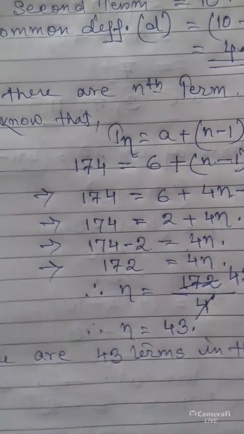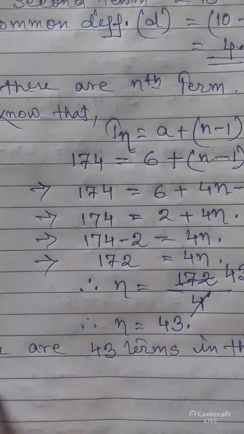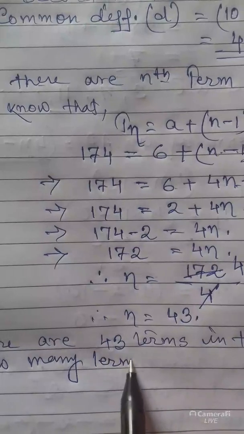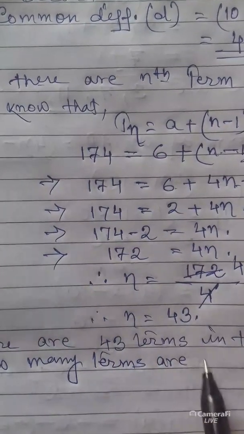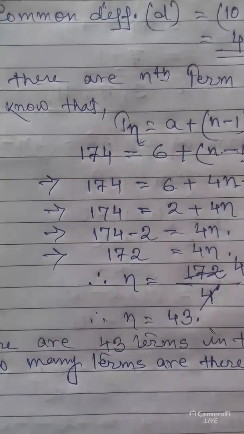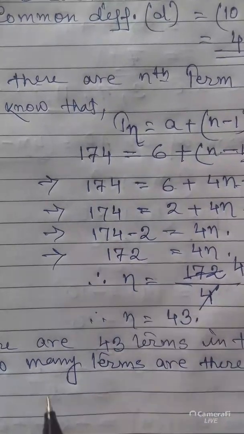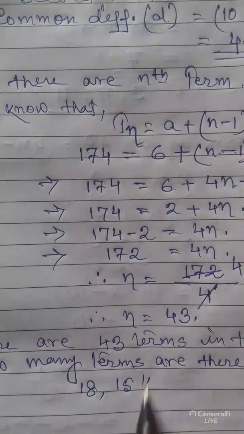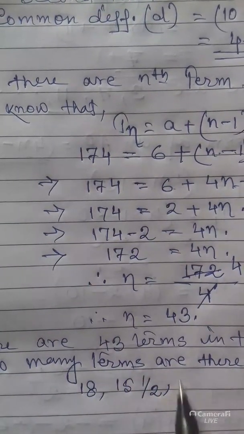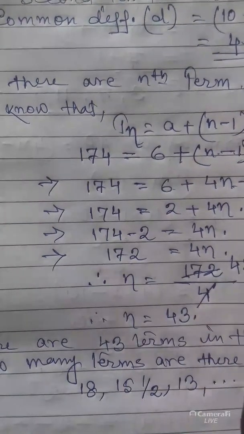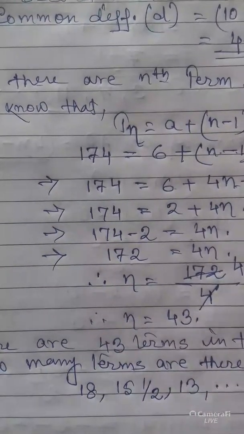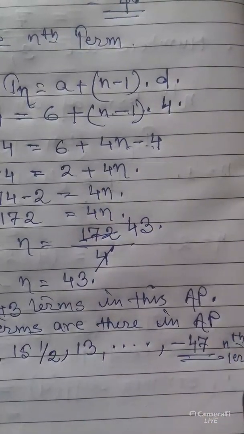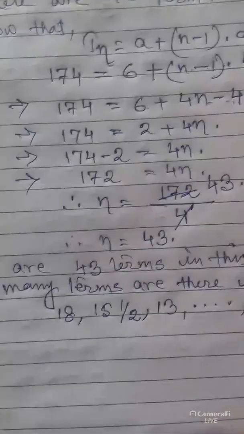How many terms are there in the AP? The AP is 18, 15 and 1 by 2, 13, up to minus 47. That means minus 47 is the nth term. Nth term value is minus 47.